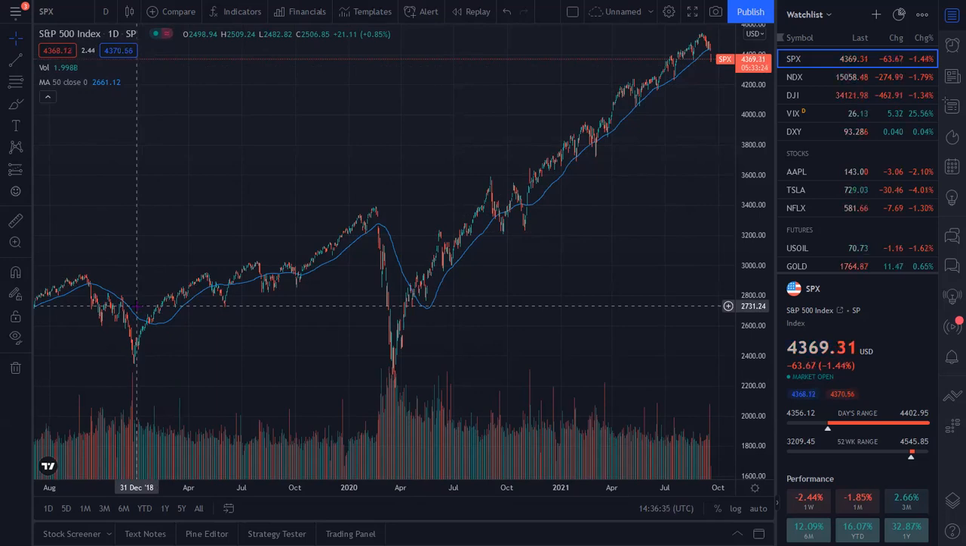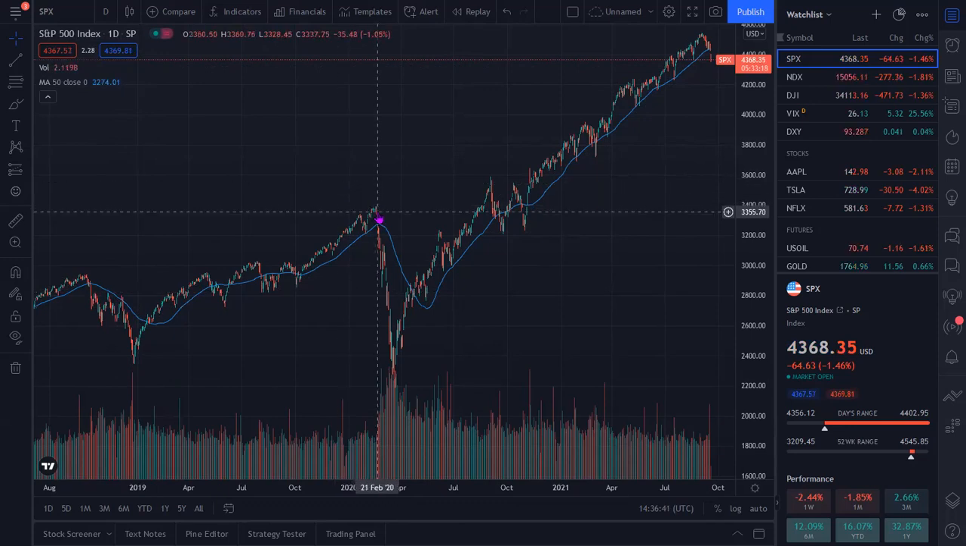Another way it can be used is for buy and sell signals, and one of those is a price cross. So when the price of the security or index crosses the moving average, here it's crossing on the downside, that indicates a sell signal, right? And over here you can see that if you sold it on that point, you would have avoided all these losses.